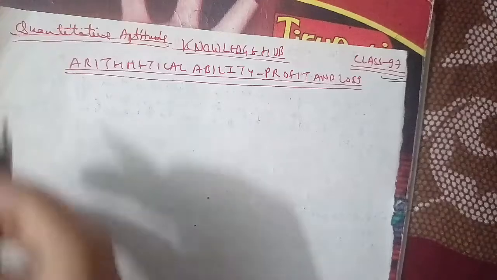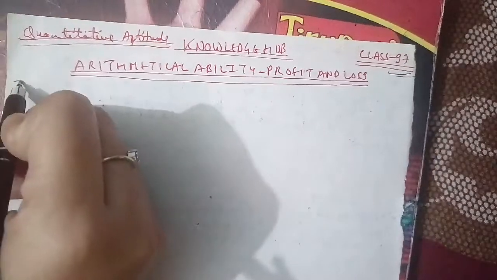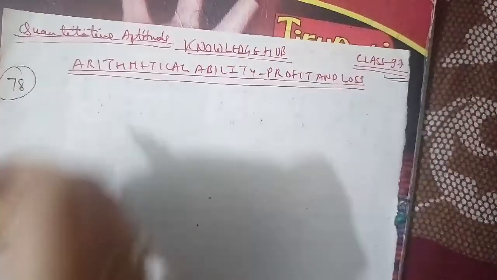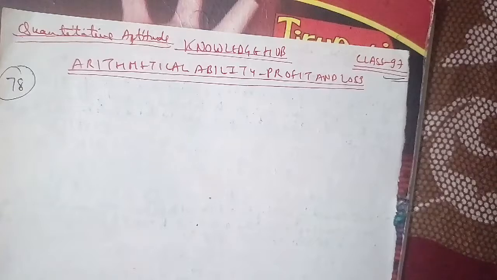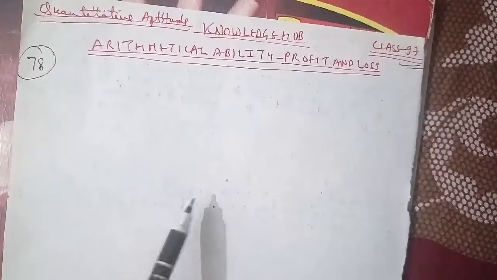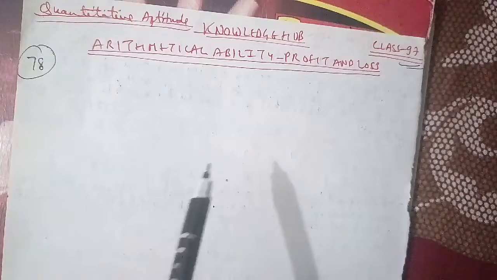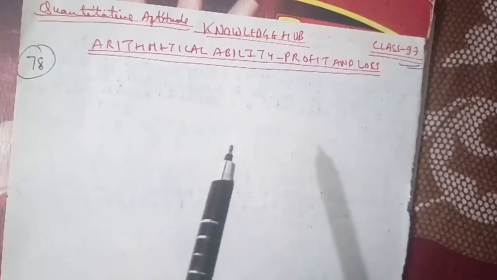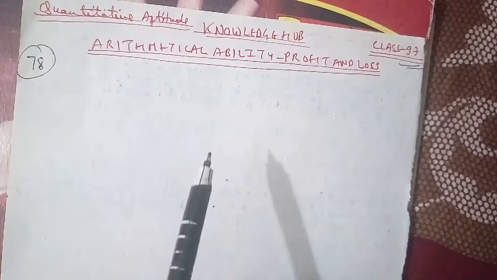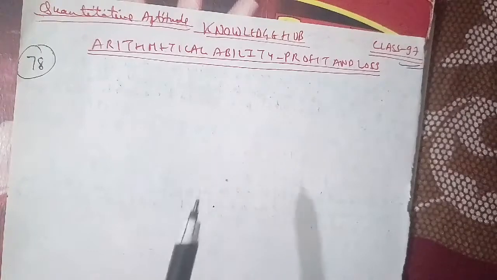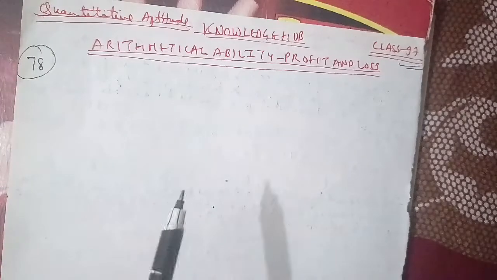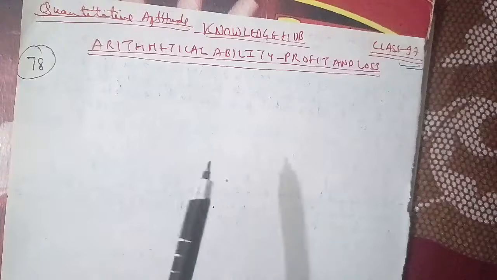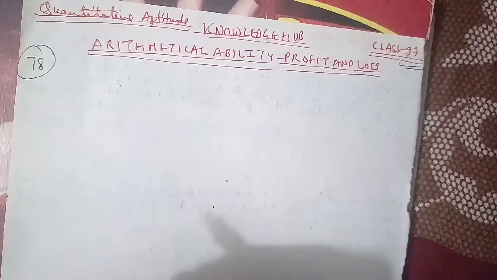In the last class we had done the 77th question of the session. Today we'll go ahead with the 78th question. The question is: a man sold 18 cots for rupees 16,800, gaining thereby the cost price of 3 cots. The cost price of a cot is, asked in an SSC examination paper. The options are rupees 650, rupees 700, rupees 750, rupees 800. So we go ahead.